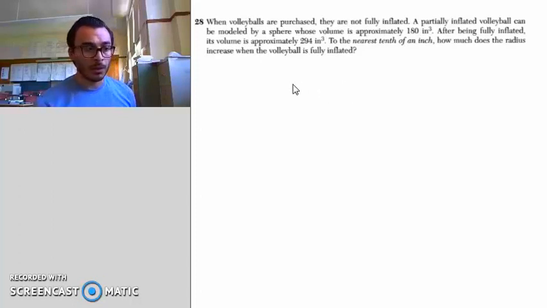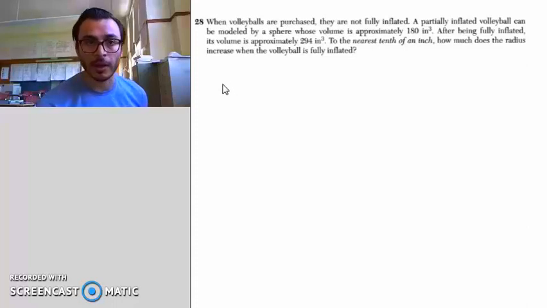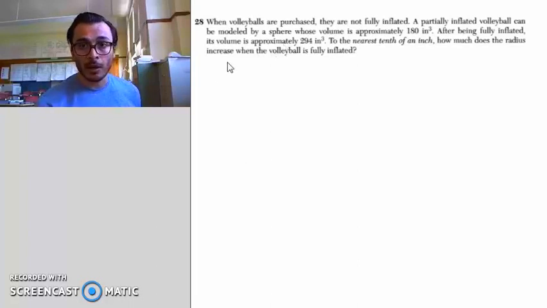Okay, so a partially inflated volleyball. I guess if Tom Brady played volleyball, he'd like his volleyballs that way. No, I'm just kidding. I love Tom Brady, by the way.